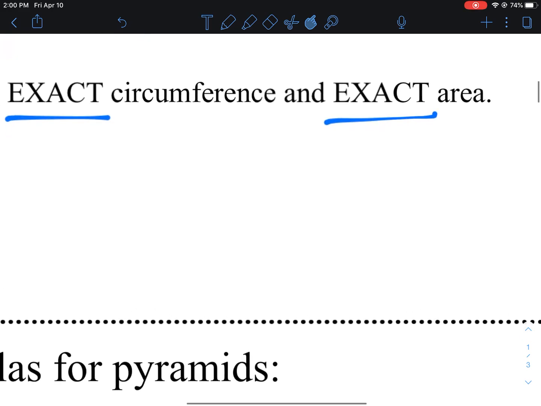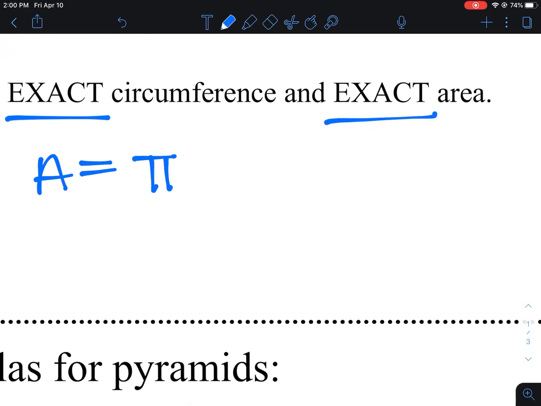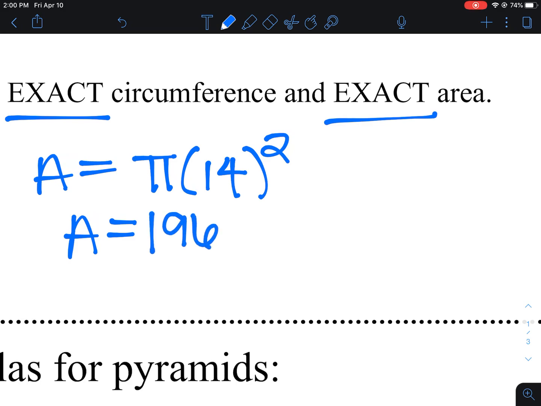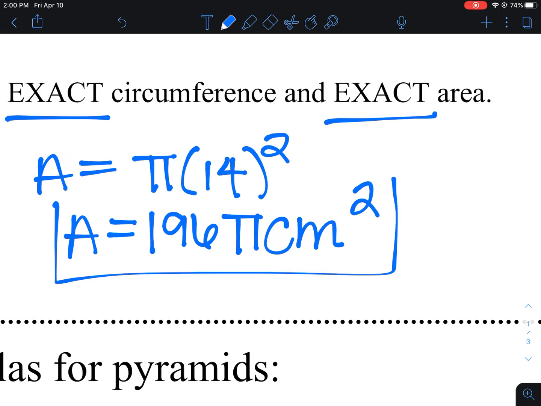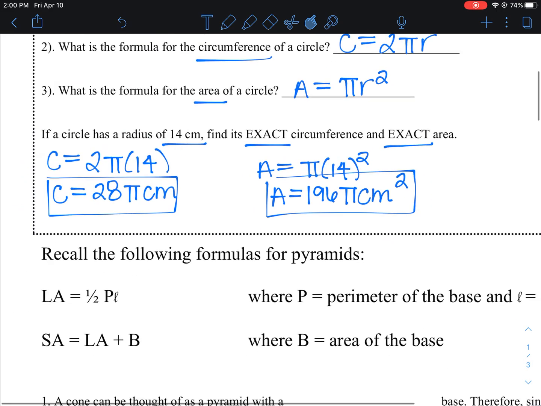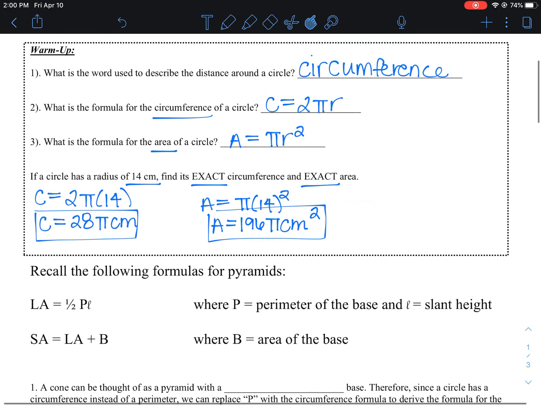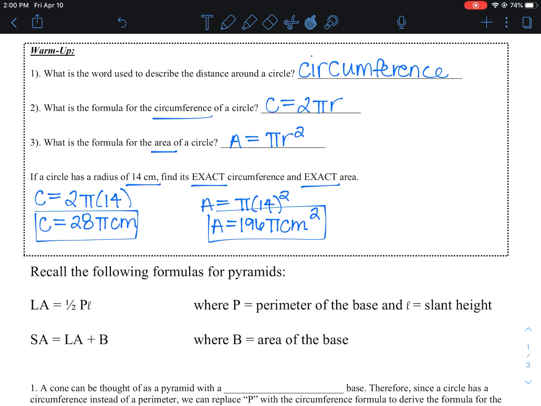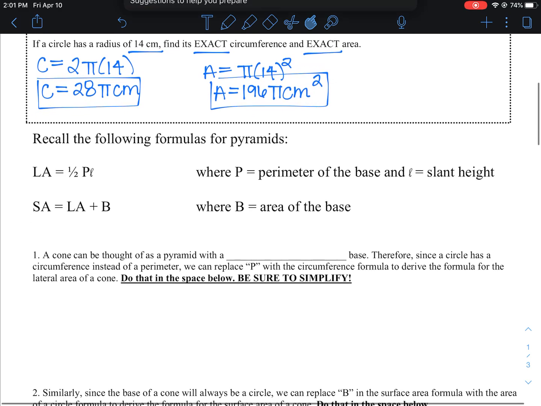And then we want to find the exact area as well. So you would say pi r squared. So in this case, again, still don't type the pi in the calculator. Do 14 squared, which is 196 pi centimeters. And this time we are talking about area, so you would want to put centimeters squared, right? Okay, so hopefully that refreshed your memory about that stuff.